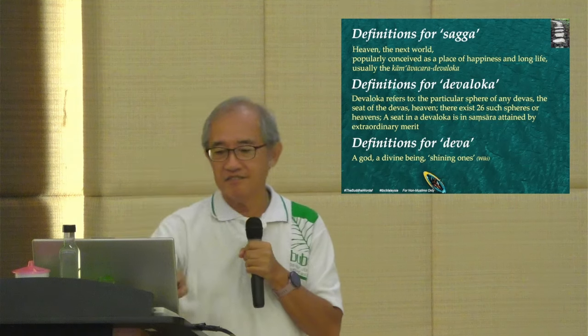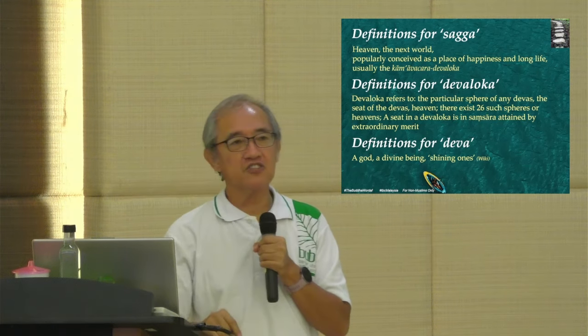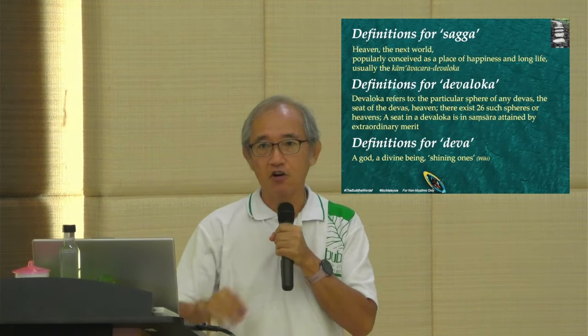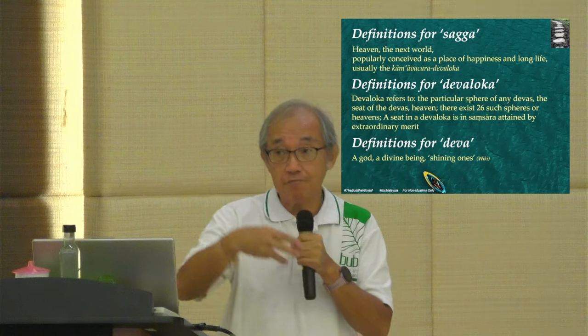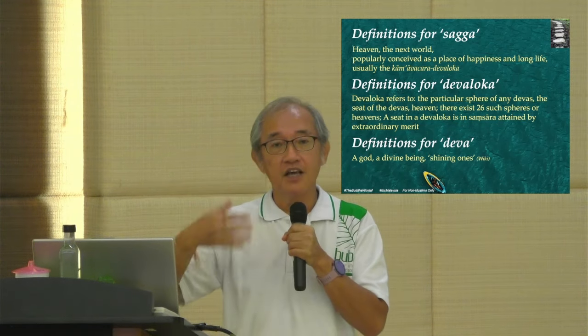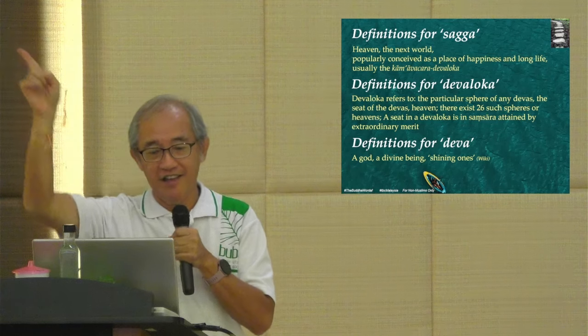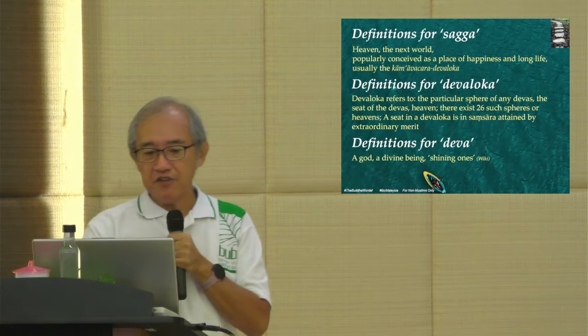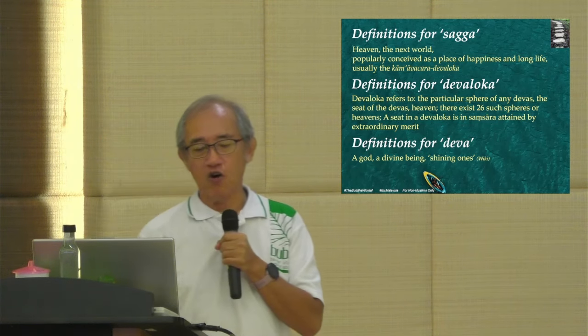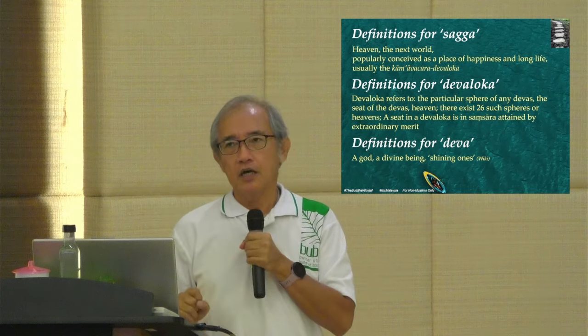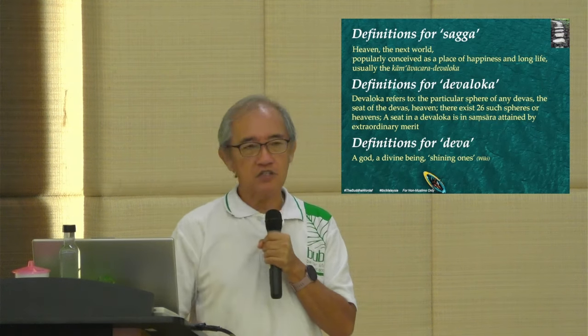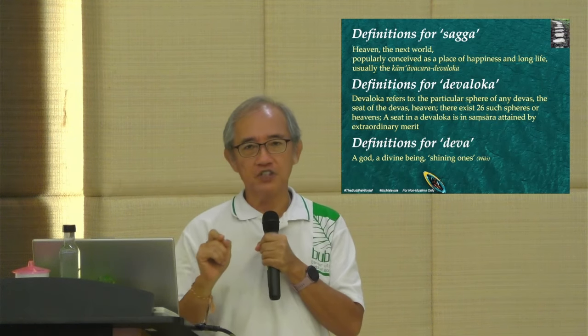How to get there? Attained by extraordinary merit. A lot of wholesome things, by dana, by sila, and all those practices. You make a lot of wholesome energies that push yourself there. And of course, the definition for Deva is a god. Now, this is English. The word god, notice, is not capital G, it's small g.